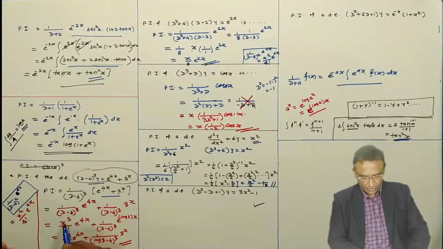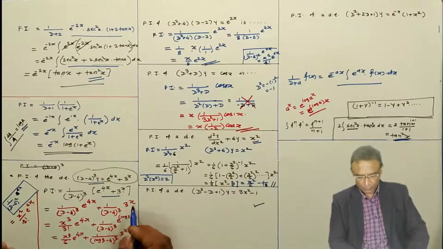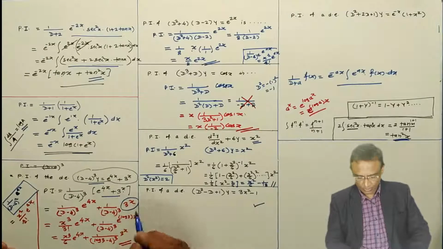Okay. So this is x to the power r by factorial r e to the power 4x, e to the power ax. And 1 by D minus 4 raised to the power 3 on 3 to the power x: this operator I have to operate on this. But this function is what? Not e to the power x. Okay, it is 3 to the power x.